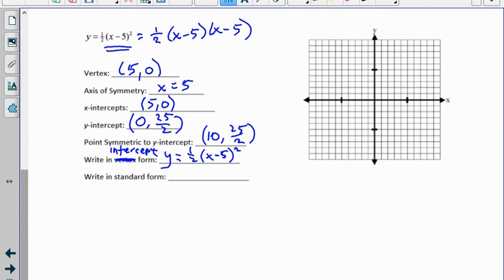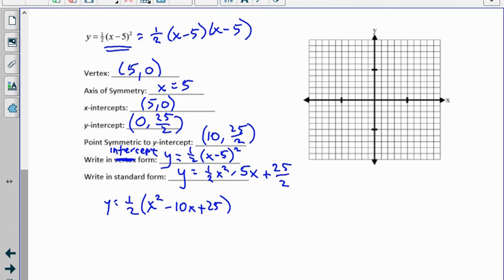If we wanted to write this in standard form, we would distribute. So we would have y equals 1/2 times (x squared minus 10x plus 25). That x looks really weird. Looks like somebody running across a finish line. And then I could distribute that. So I get y equals 1/2 x squared minus 5x plus 25 over 2, which is the same thing as 12.5. So if I wanted to graph this, I would realize that the vertex is at (5, 0).